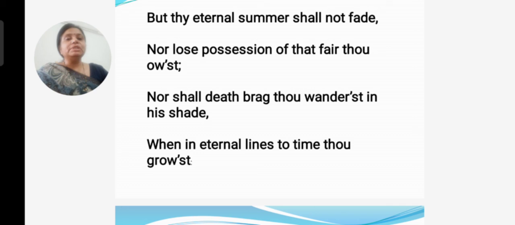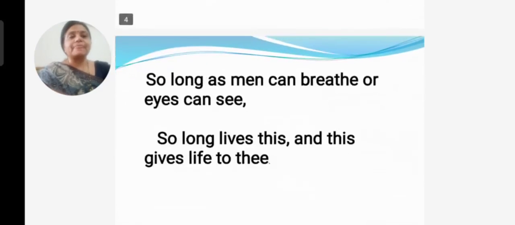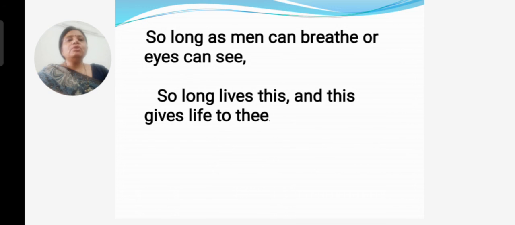Now you see, other common things decline with time, but here William Shakespeare claims that the beauty of the fair youth will grow with time. So this is an element of contrast and a paradox also. "So long as men can breathe or eyes can see." Now he makes a wish that so long as men can breathe or eyes can see, means as long as there are human beings inhabiting this world, so long lives this. This here means this sonnet, my poetry, and in my poems is hidden the life of the fair youth.